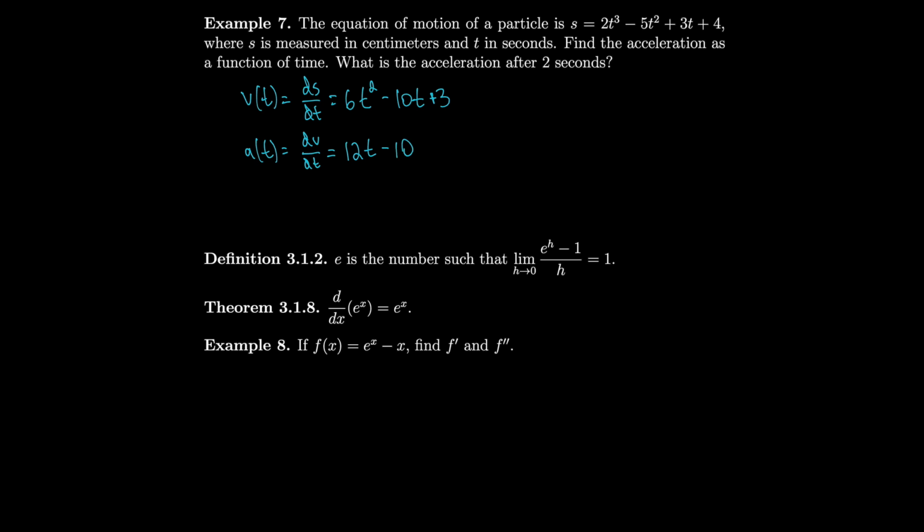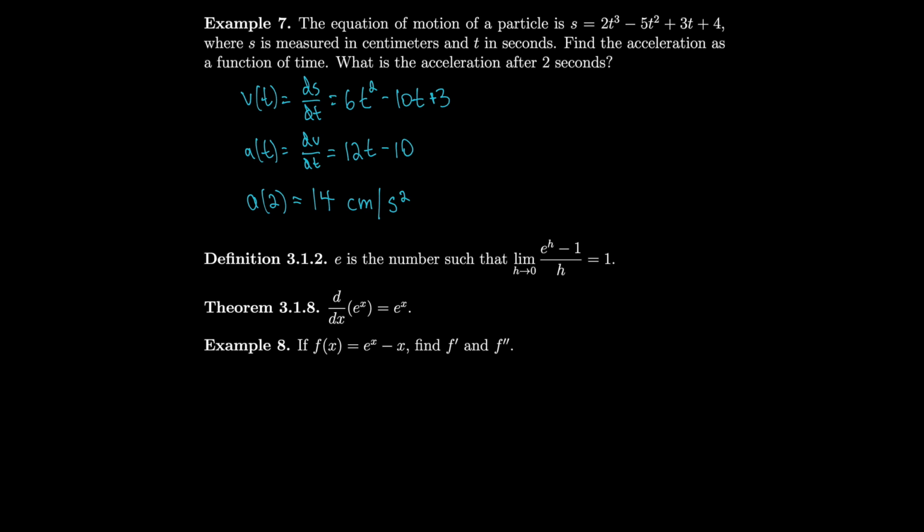Okay, we want to know acceleration after 2 seconds, so that's a of 2. So we just plug in 2 for t, and we get that it's equal to 14. And this was in centimeters, so that's centimeters. It's not per second because we differentiated twice. It's the rate of change of a rate of change. Position is centimeters. Velocity would have been centimeters per second. So acceleration is centimeters per second squared.